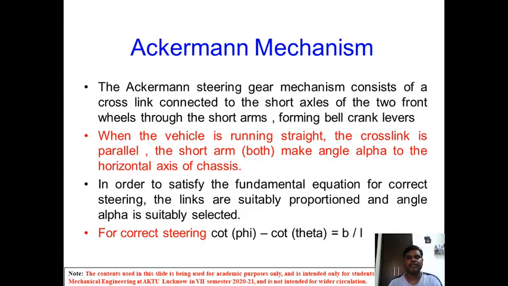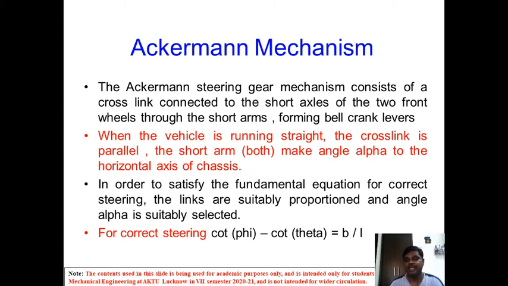So when the vehicle is running straight, the cross link is parallel. Both of the short arms make angle alpha to the horizontal axis of the chassis. That angle is equal for both the cases when the vehicle is moving straight. So in order to meet the condition of correct steering, the links are suitably proportioned, and their lengths must be properly selected, and angle alpha is suitably selected.